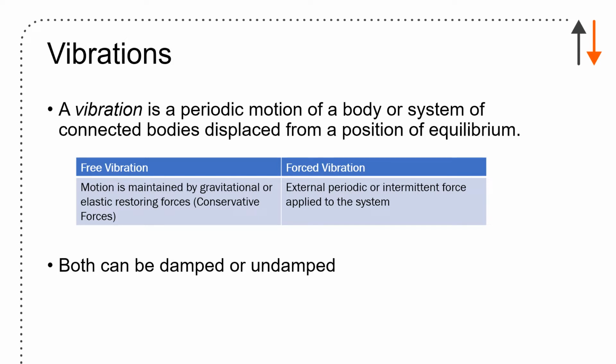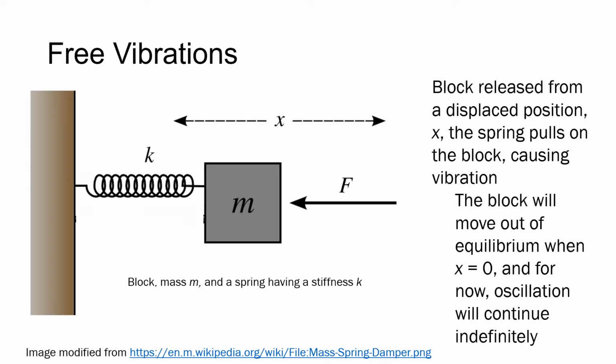Vibrations, and it's always good to have a definition: vibration is a periodic motion of a body or system of connected bodies displaced from a position of equilibrium. We're going to have two different cases. Free vibration, where motion is maintained by gravitational or elastic restoring forces, conservative forces, or we're going to have external periodic or intermittent forces applied to the system. And so the typical case is, say, a mass on a spring, and it's just going to oscillate up and down. Both can be damped or undamped.